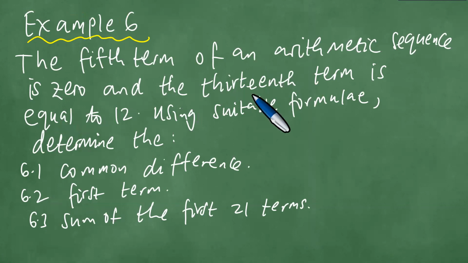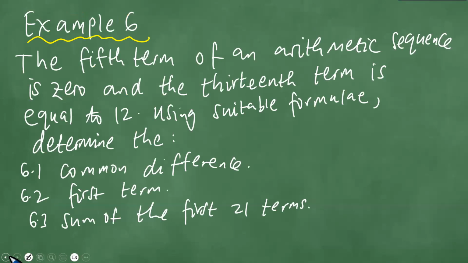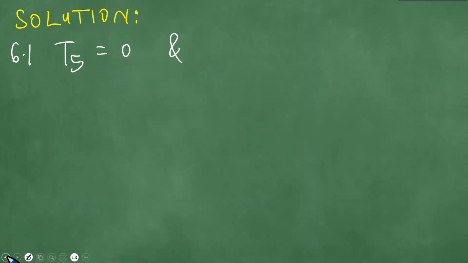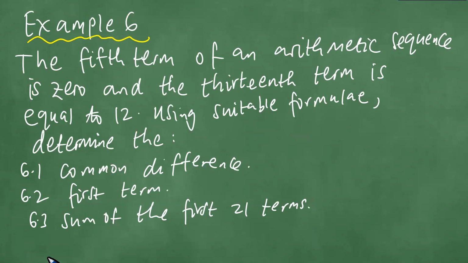Like, the fifth term of an arithmetic sequence is 0. What does this mean? The fifth term is 0, and the 13th term is 12. Okay, let's see, 6.1. So the fifth term is 0, and the 13th term is 12.